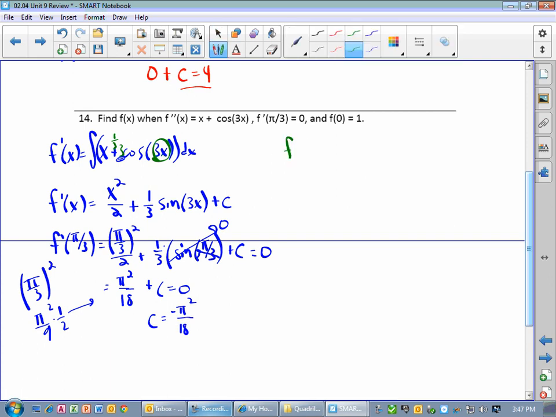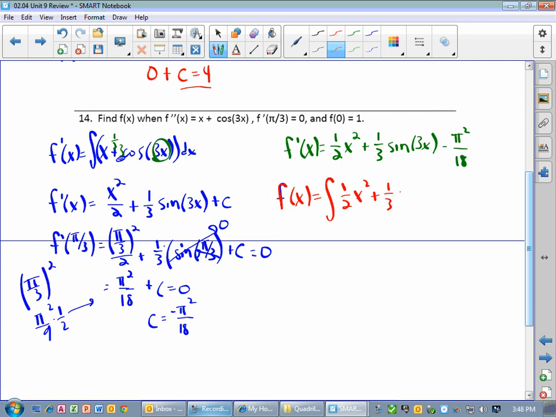So our first derivative function is a half of x squared plus 1/3 sine of 3x minus pi squared over 18. And so we want to integrate that. So f of x, let me get red, f of x will be the integral of 1/2 x squared plus 1/3 sine of 3x minus pi squared over 18. And so integrating, we get x cubed over 6 plus.